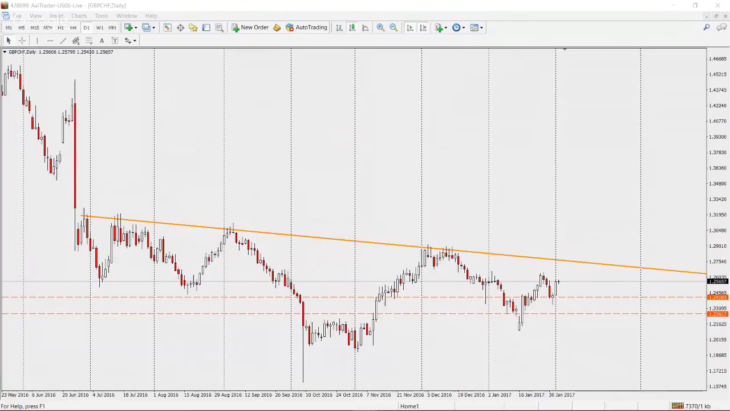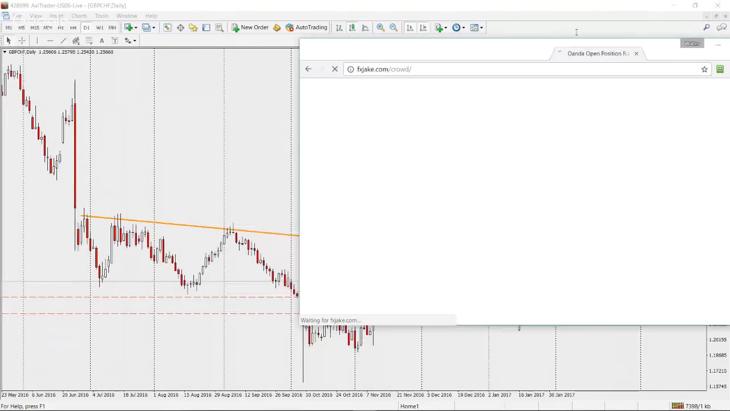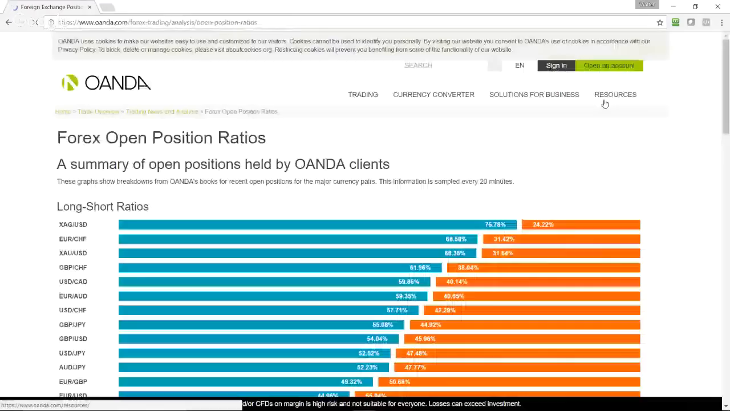If you go, let me just show you, fxjake.com/crowd. Show you this. You go here, it just redirects to an OANDA site. And essentially what you're going to see here is that a lot of people are buying silver and a lot of, well, actually, look at this, Euro Swiss now and, yeah, gold. A lot of people are buying gold and silver, and a lot of people are long the pound Swiss and the Euro Swiss. Now, earlier in the week, it was actually, as funny as this sounds, earlier in the week, this was higher.